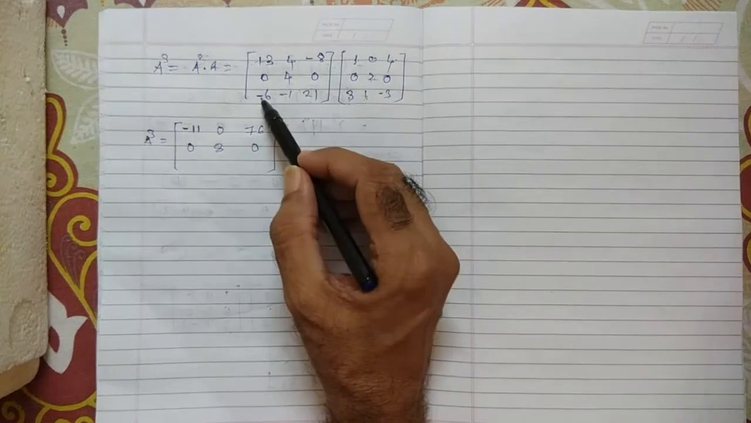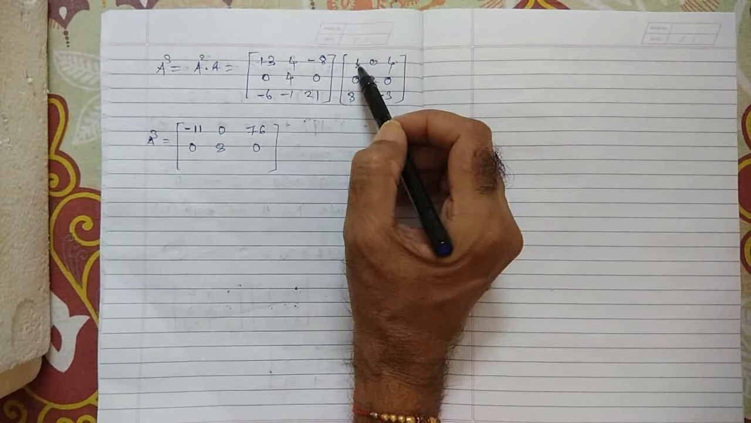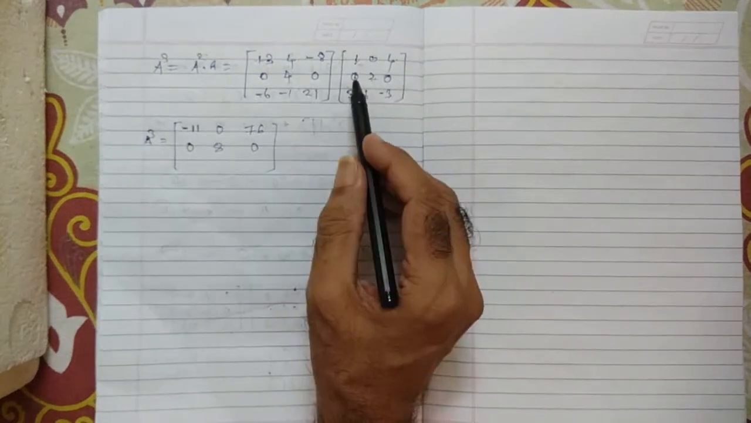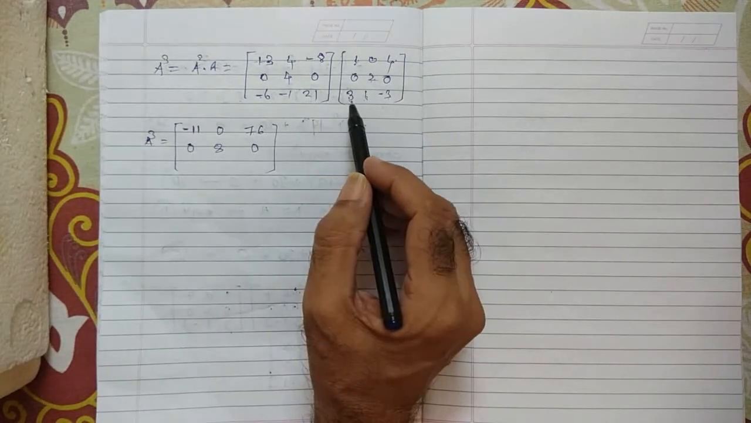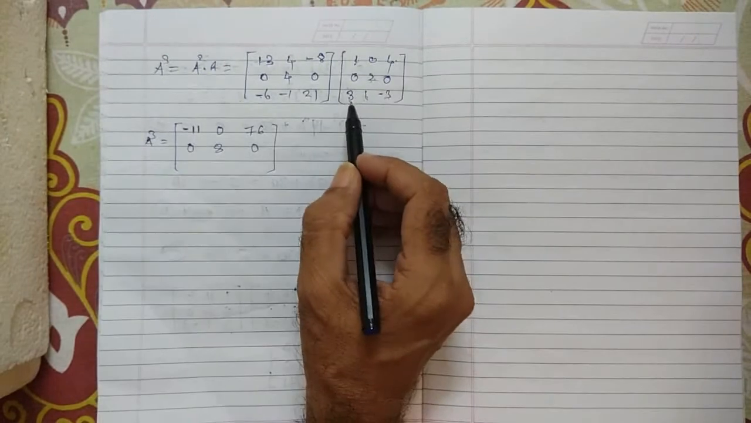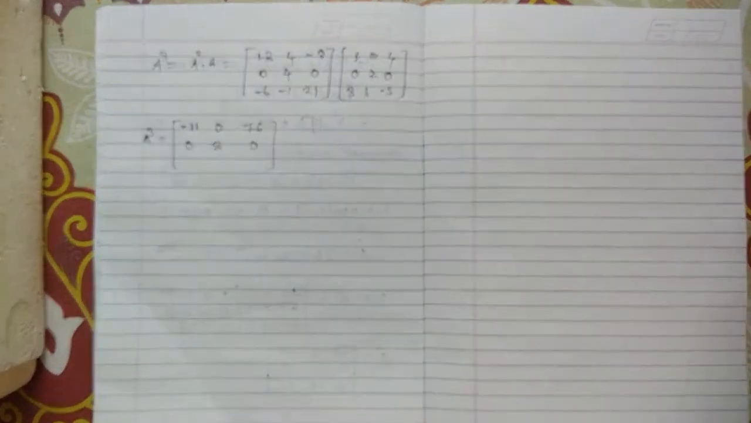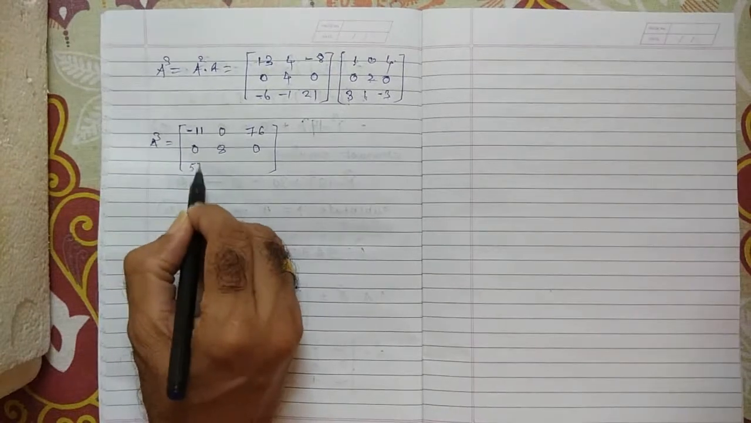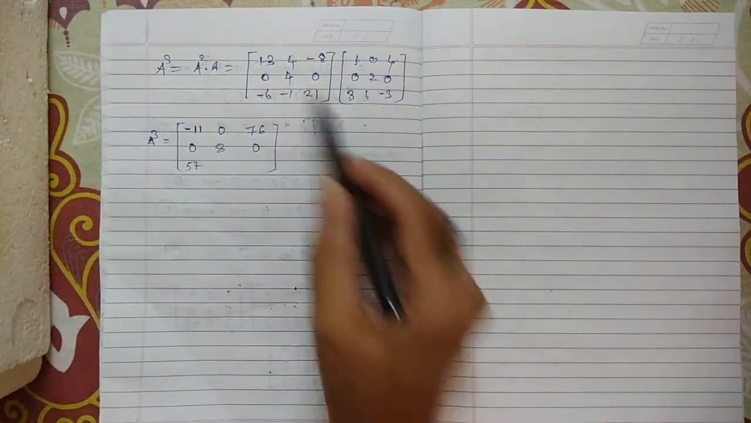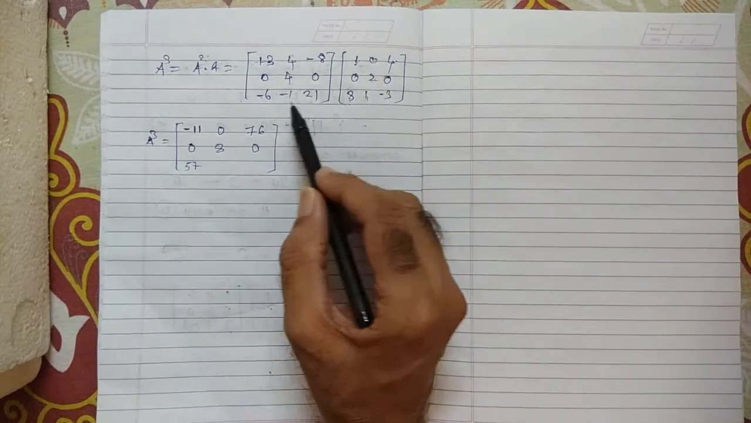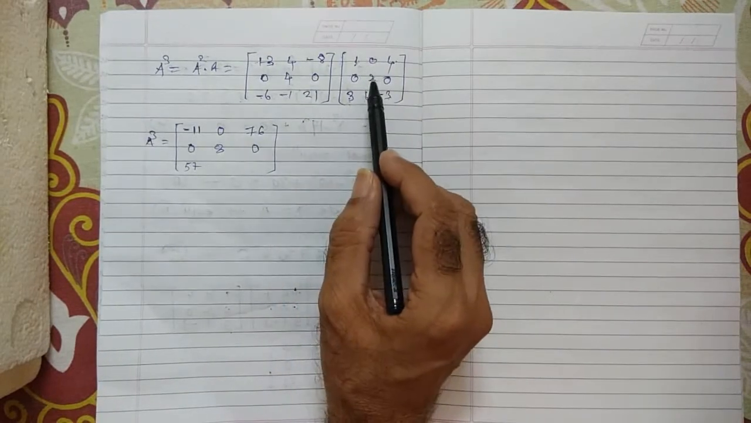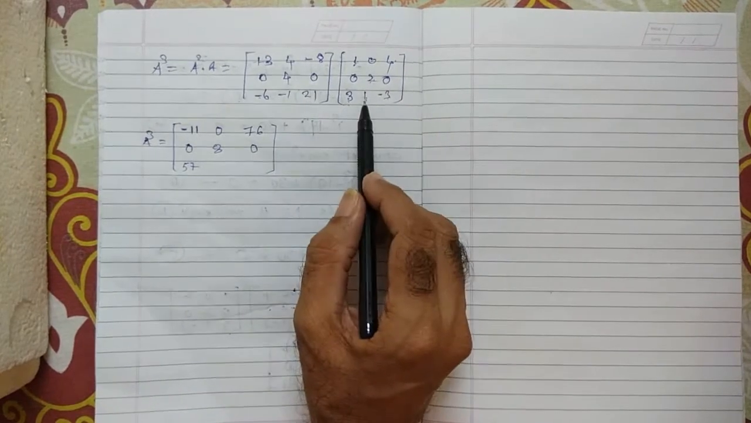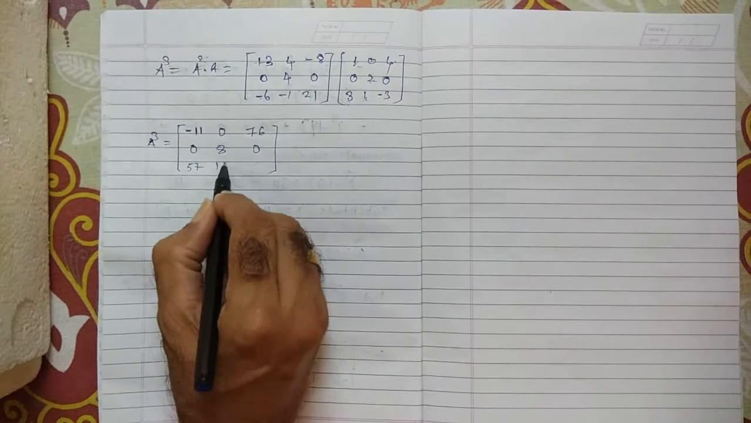Now again minus 6. Minus 6 into 1 that is minus 6, minus 1 into 0 that is 0, and 21 into 3 that is 63. 63 minus 6 means it is 57. Minus 6 into 0 that is 0, minus 1 into 2 that is minus 2. Minus 2 plus 21, so that becomes 19.